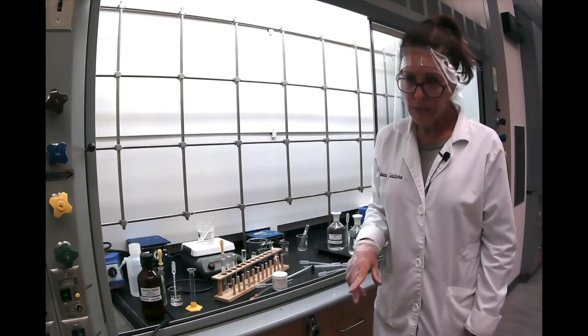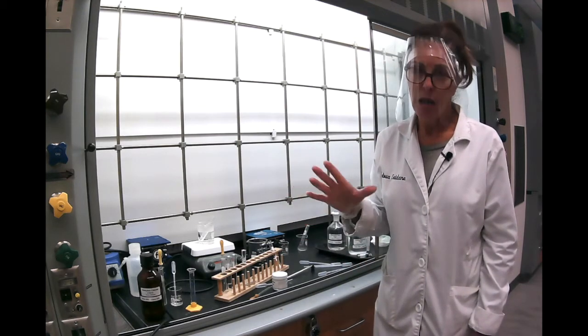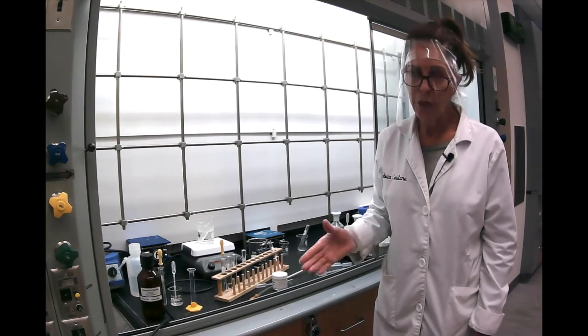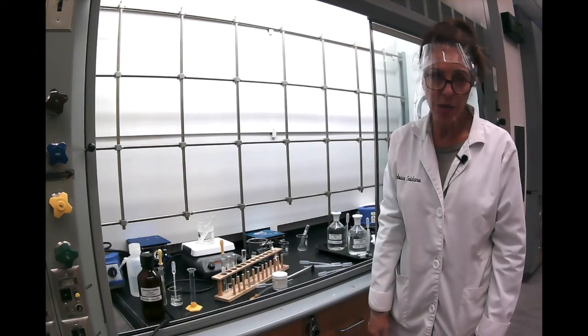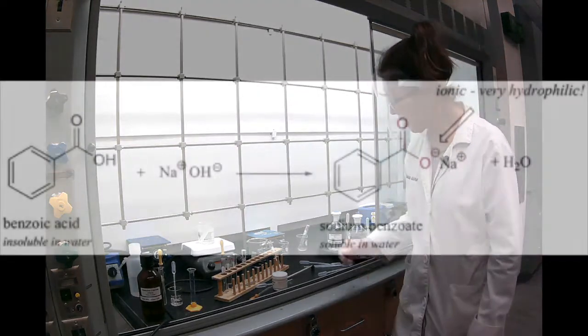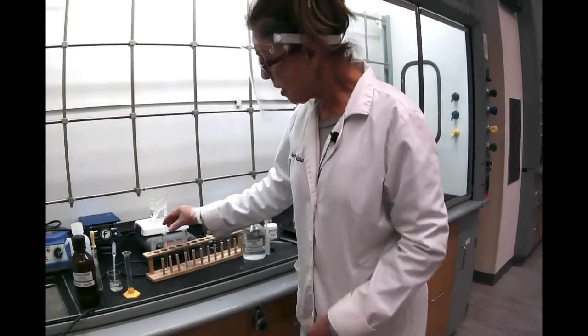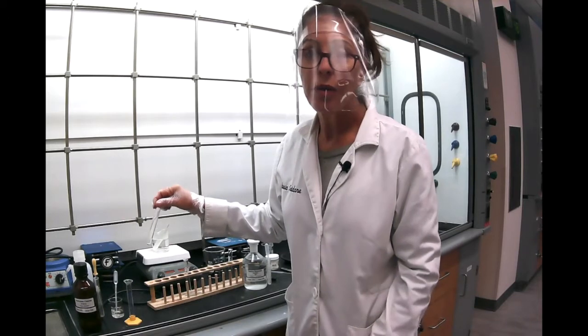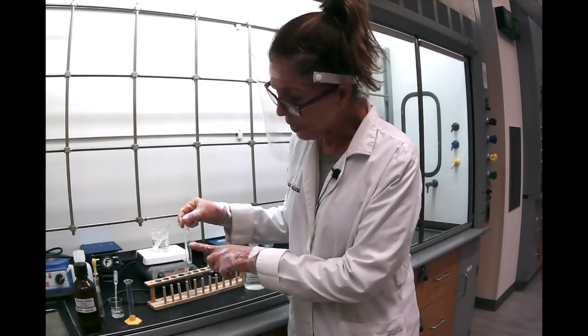But in the second type of extraction, we want to make the benzoic acid react with a base, and then we're going to move it to the water layer and see how the extraction works. So here's the active extraction. So it's chemically active. We have here benzoic acid.